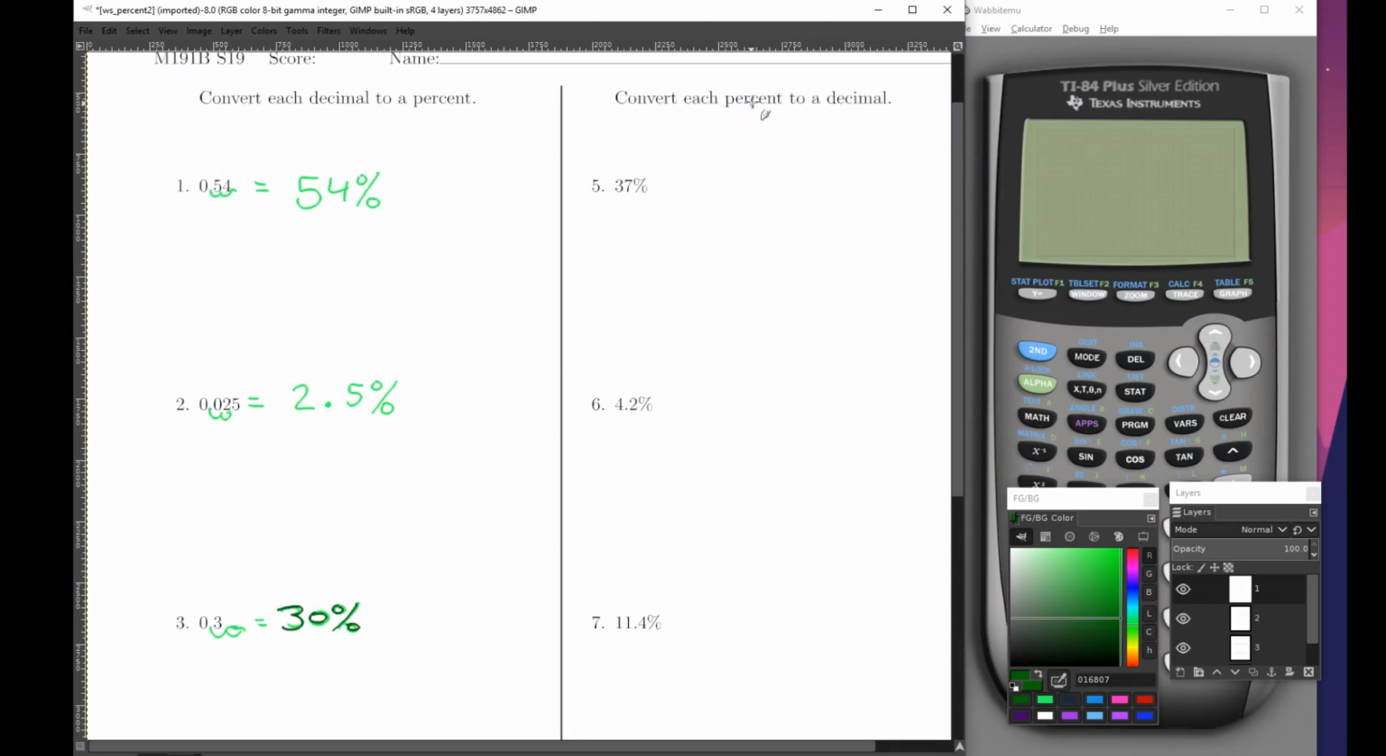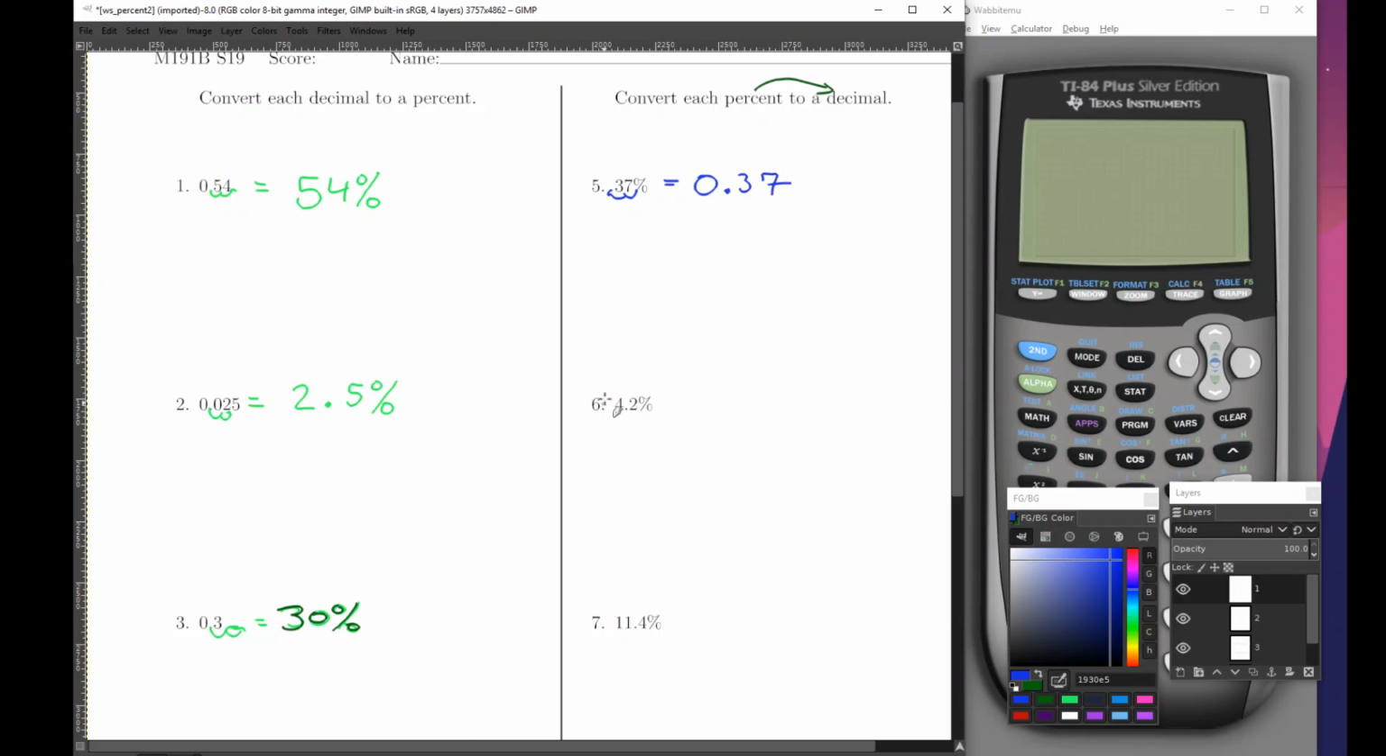What about going the other way? What about converting from a percent to a decimal? Well, in that case, what we're going to do is go the opposite way. Apparently the opposite of green is now blue. So this decimal point moves from behind the 7 to in front of the 3. It's still 2 places, and we get 0.37.